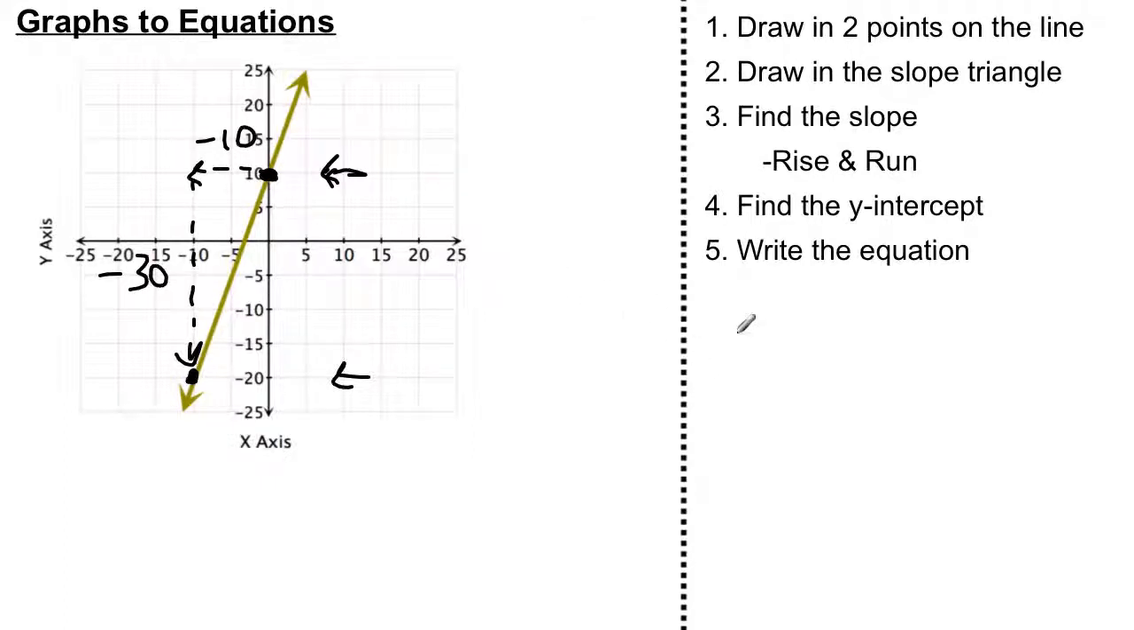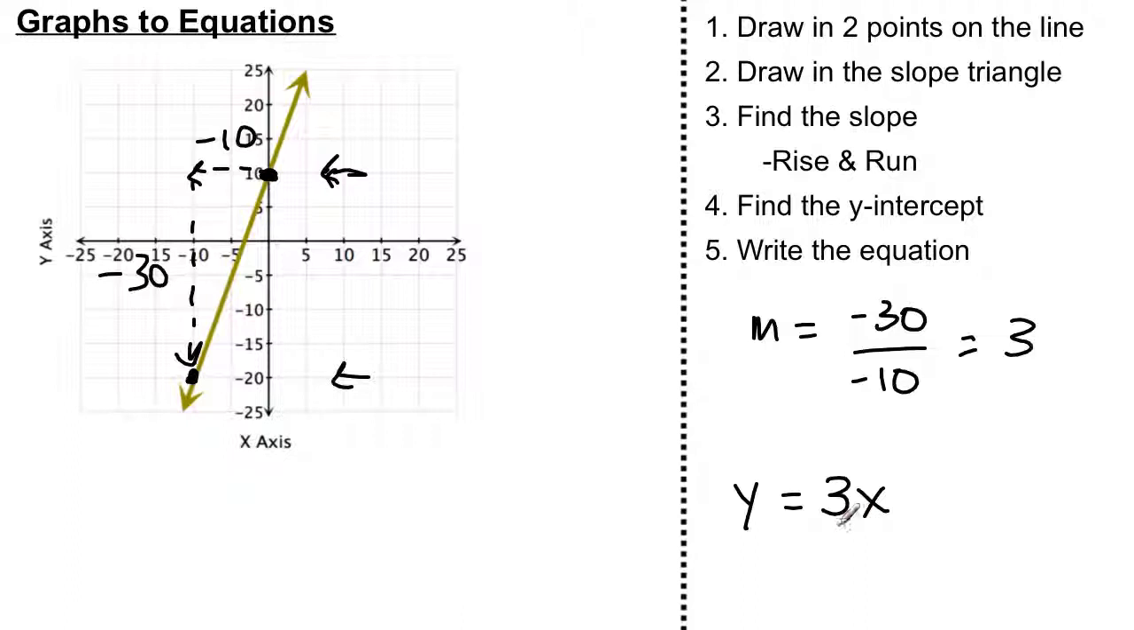Okay, so when we write out our slope, we want to say that we went down 30 and we went left 10. Notice that we can reduce this. This is equal to just positive 3. Okay, so when we write out our equation, we have y is equal to 3x, and then where do we start? Right here, plus 10.